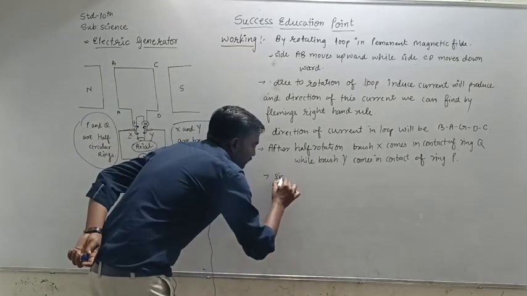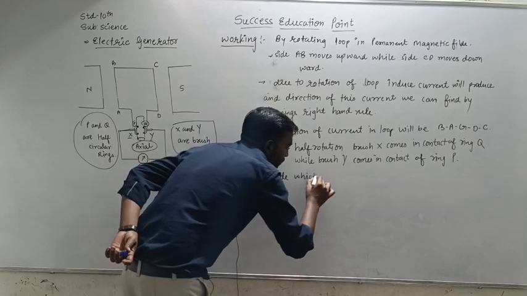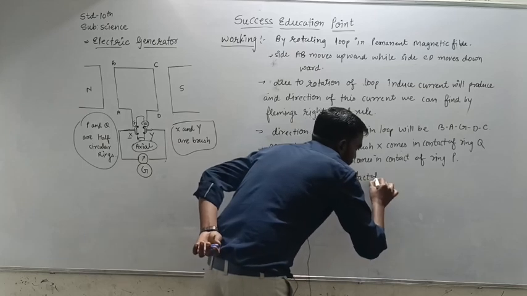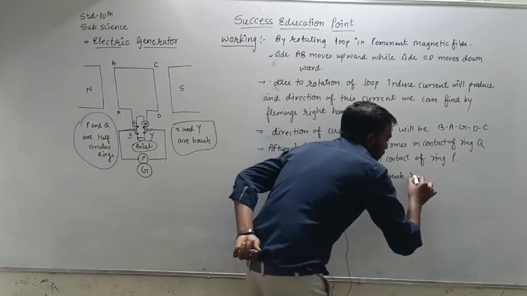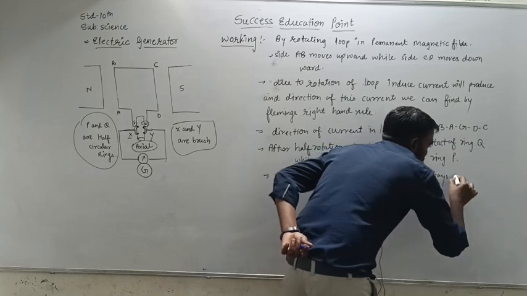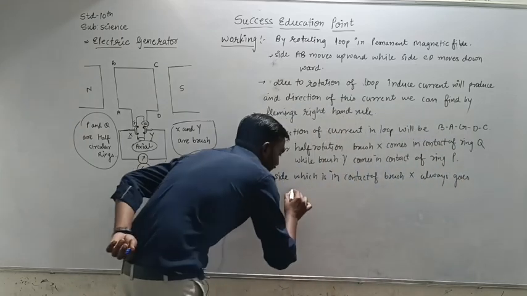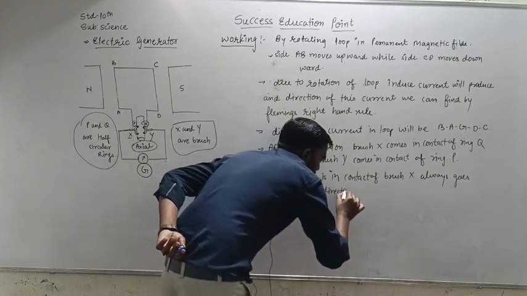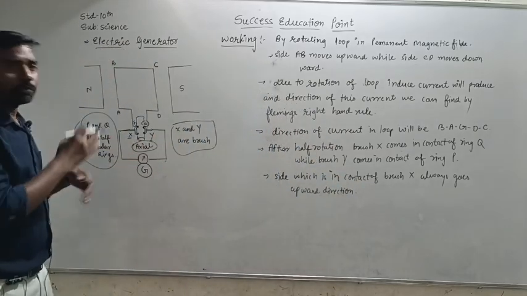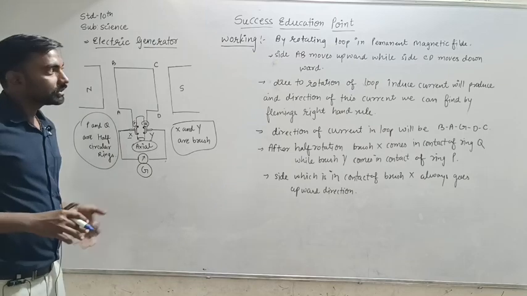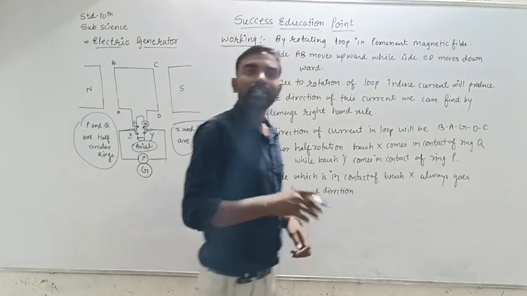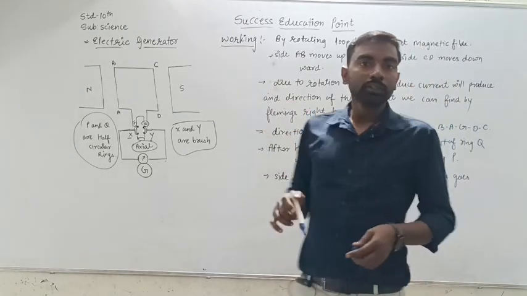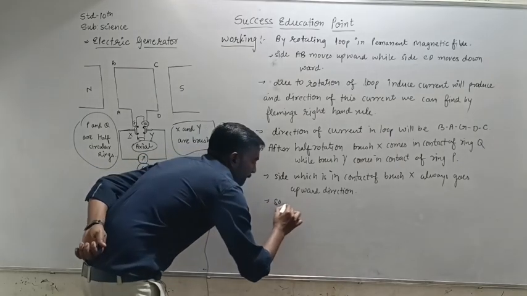So you should write here: the side which is in contact with brush X always goes in the upward direction. So this is going to rotate continuously in the same manner, and the current which is produced here moves only in one direction, because this is going in one direction only.